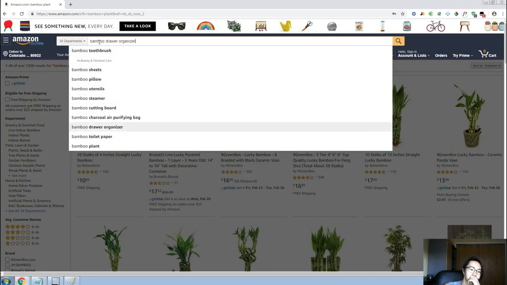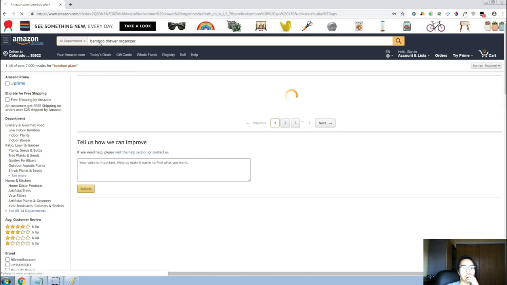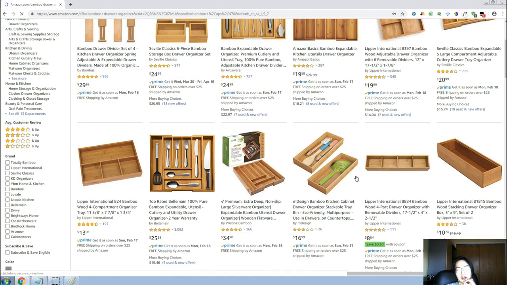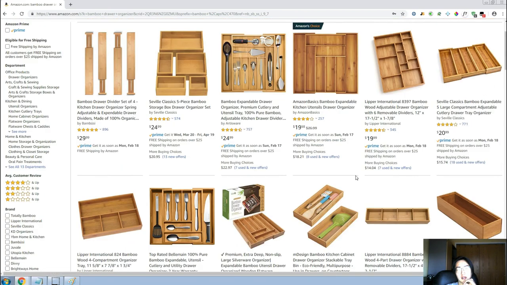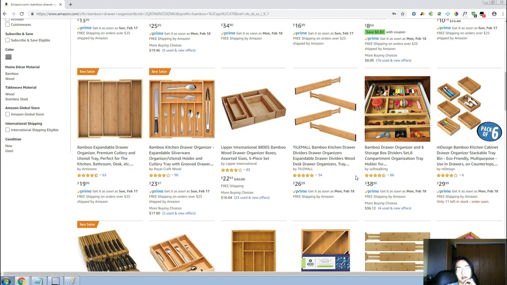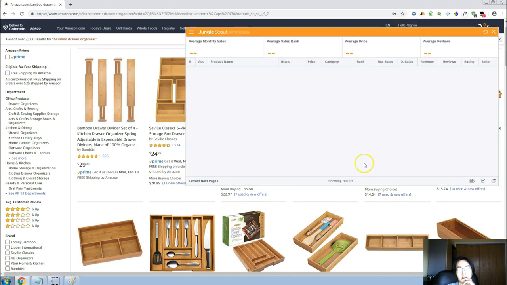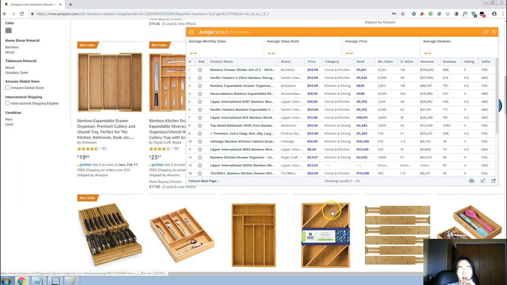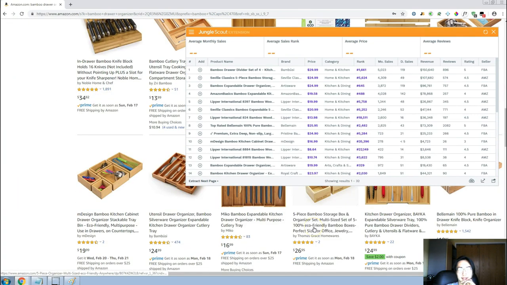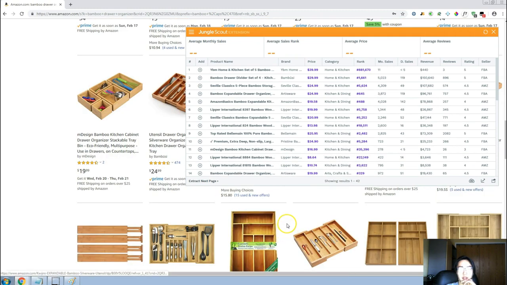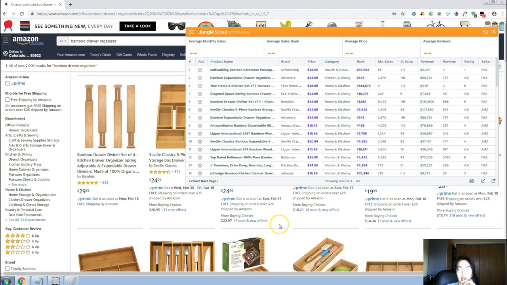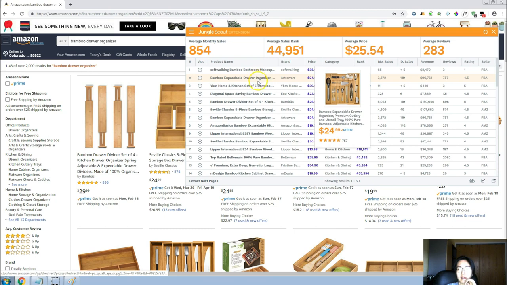Bamboo. Jar organizer. Okay. It's pretty competitive. Does bamboo ever come in a different color than woodish? I wonder if a supplier could paint the bamboo into a nice maroon color, a dark reddish brown, and it gives it more of a fancy feel. That could be a product differentiator.